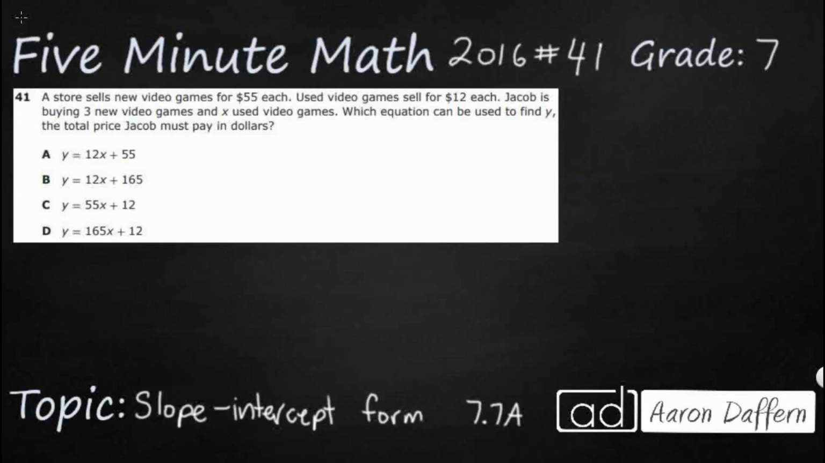Today we are looking at the 7th grade concept of slope-intercept form. This is standard 7.7a in the great state of Texas, and we are using item number 41 off the 2016 released STAAR test. If you have not done so already, please go ahead and take a moment to pause the video, work this problem out on your own, unpause it, and we will look at our answers together.